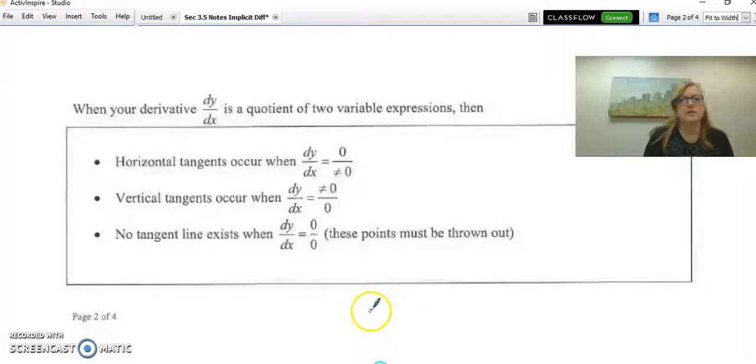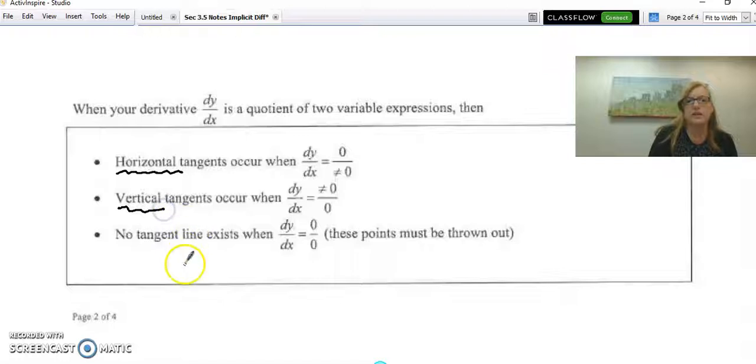Okay, what we're going to talk about today are some examples that are going to be very important for some FRQs on the AP test. And that is FRQs where you will be taking a derivative implicitly, and then you will have to answer some questions about where there might be horizontal tangents, vertical tangents, and this is just a comment about being careful when no tangent line exists.